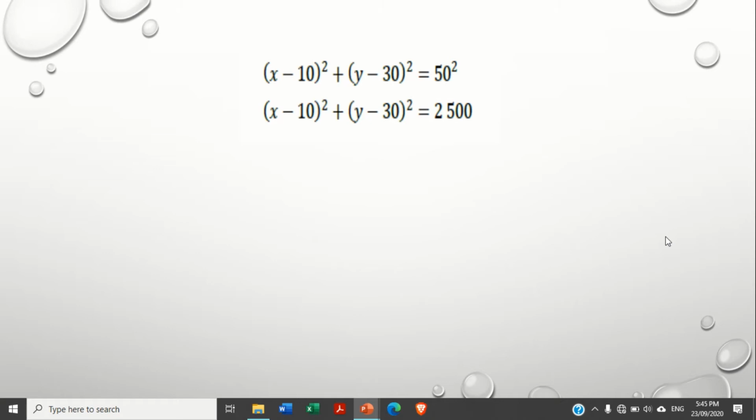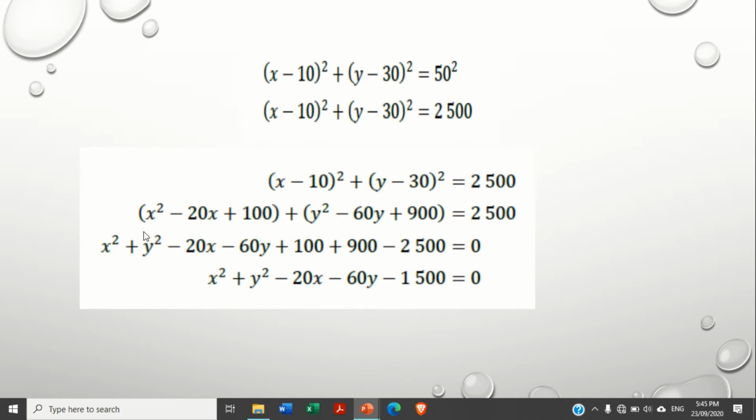Therefore, we're still going to expand x minus 10 squared and y minus 30 squared. It becomes x squared minus 20x plus 100 plus y squared minus 60y plus 900 equals 2,500. We can still simplify: 2,500 becomes negative 2,500 because we transpose it to the other side. Simplify 100 plus 900 minus 2,500 becomes negative 1,500. And this is already in general form.